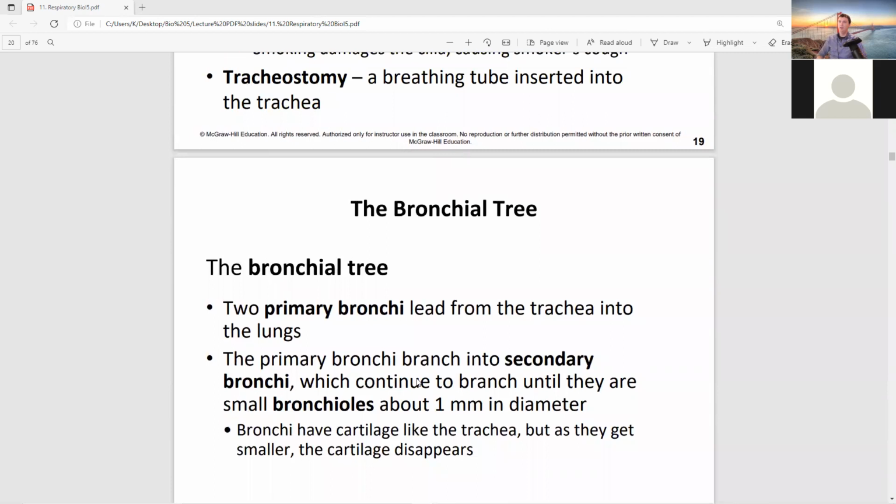In the bronchial tree, there are two primary bronchi that lead from the trachea into the lungs. The primary bronchi branch into secondary bronchi, which continue to branch until they are small bronchioles, about 1 millimeter in diameter. Bronchi have cartilage like the trachea, but as they get smaller, the cartilage disappears.